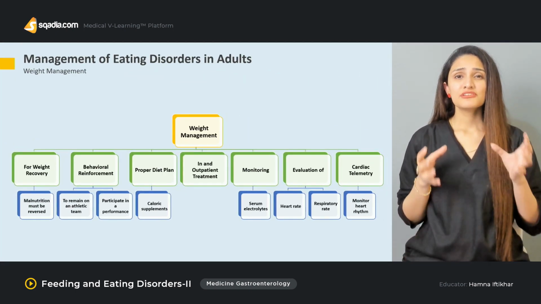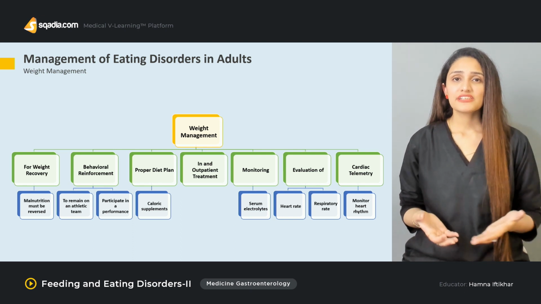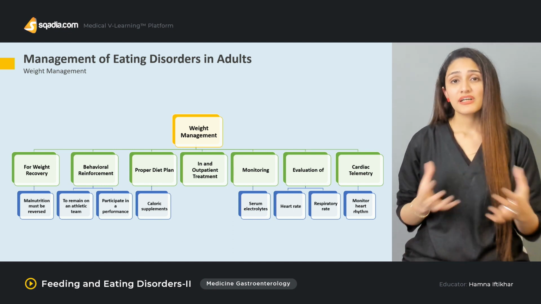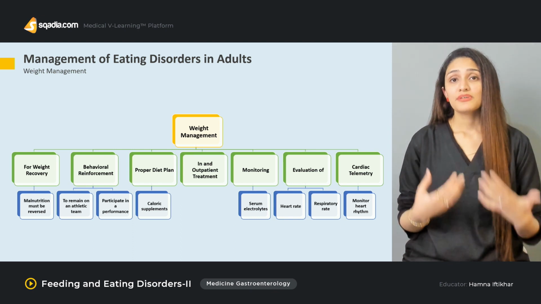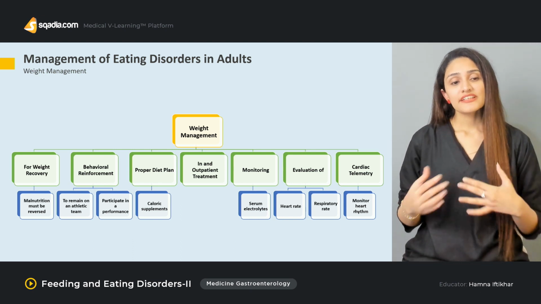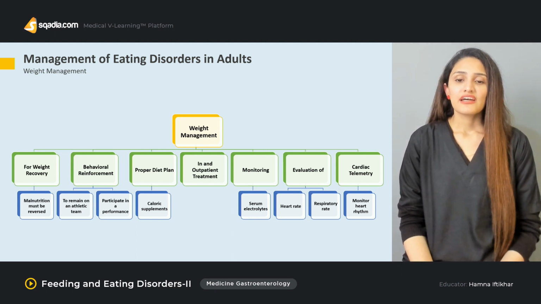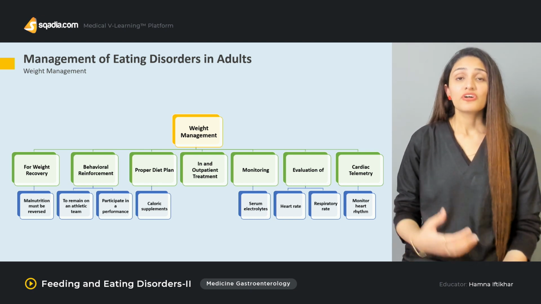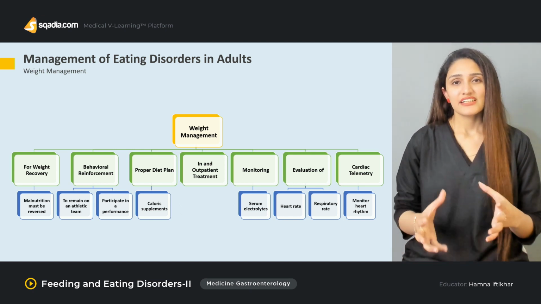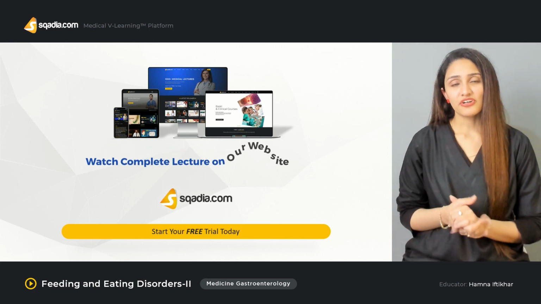And then the foremost important thing in treating the patient is the weight management. As patients with anorexia nervosa and bulimia nervosa usually have a very, very low BMI, and the expected body weight is usually decreased and it's below 75%. So the cornerstone of the management is the weight management. So it's very necessary to recover the weight, recover the nourishment that they have lost, and we'll be talking about that in detail. And then we'll be talking about the refeeding syndrome that these patients usually complicate into. So how to assess and how to monitor these patients. So this is all that we'll be talking about in this lecture.